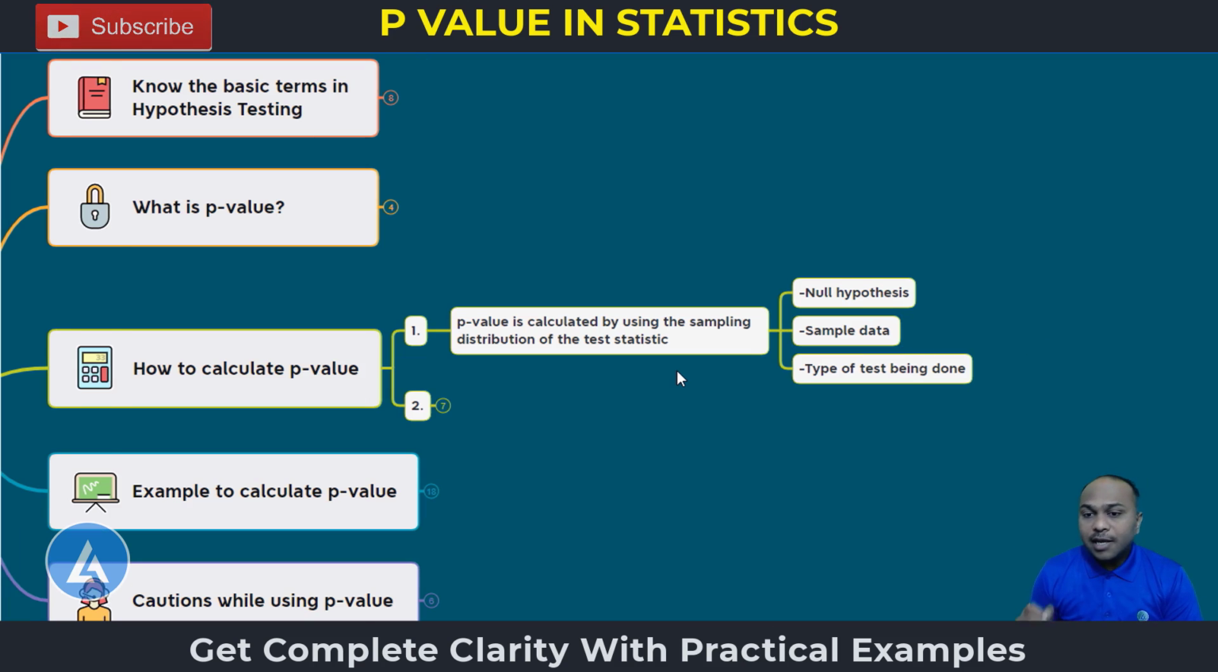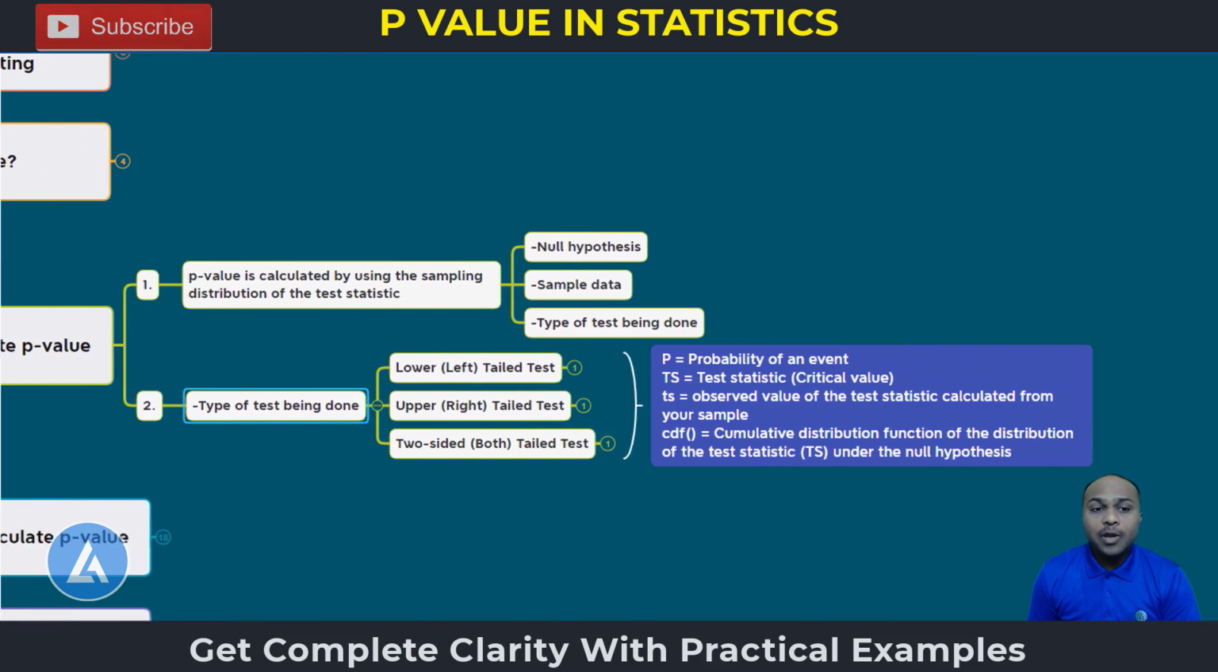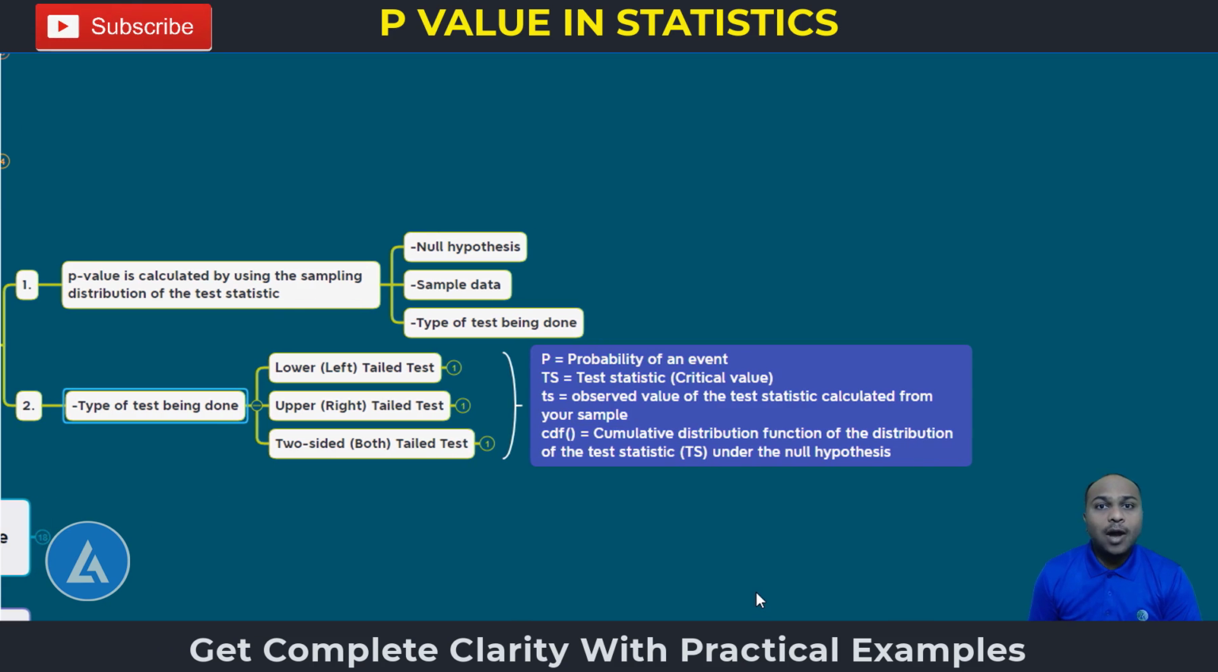What is meant by type of test being done? It means we have three types of tests and we need to select different formulas while calculating this p-value. There can be the lower tail test and there can be the upper tail test. This is also called left tail test and right tail test, and both of these tests are also called one tail test. In addition to that, we have another type of test that is called a two-sided or both tail test.